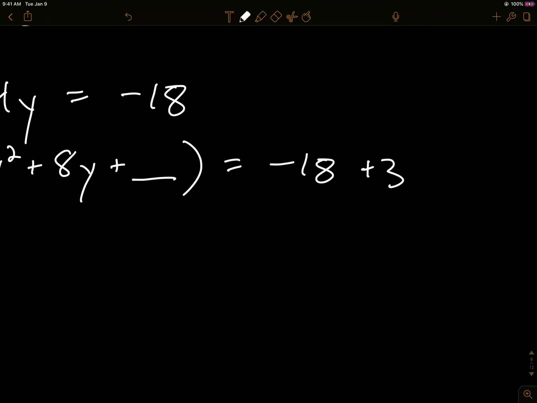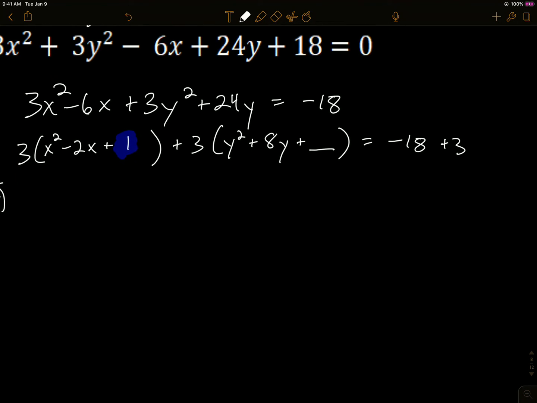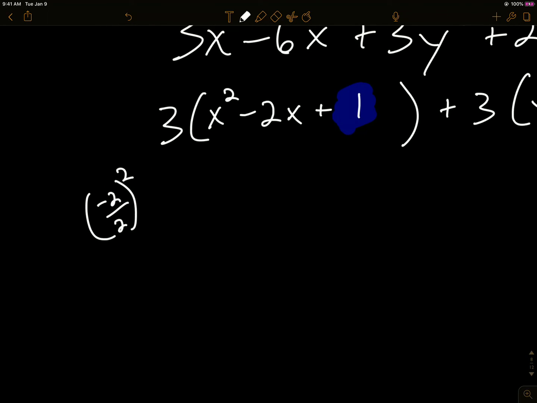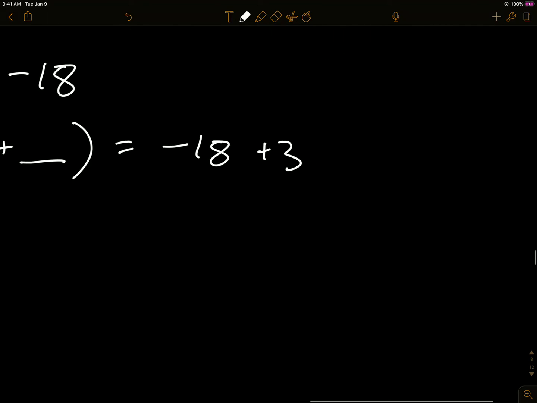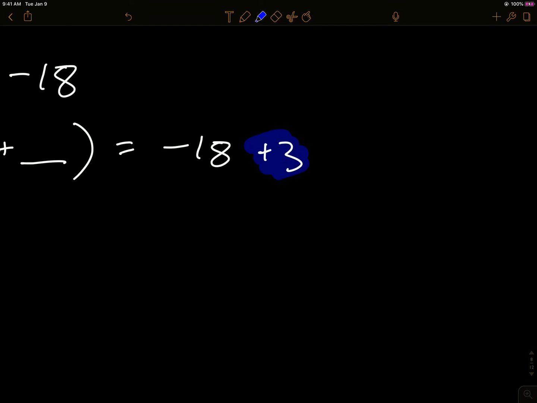Well, wait a second. If I added 1 on the left, why did I add 3 on the right? Oh, because I didn't really add 1. I added 1 in the parentheses, and this 3, remember, has to distribute to everything I put in the parentheses. So since I put the 1 in the parentheses, the 3 would distribute to it, and what I really added was 3. So that's why I have to add a 3 over here to keep it balanced.